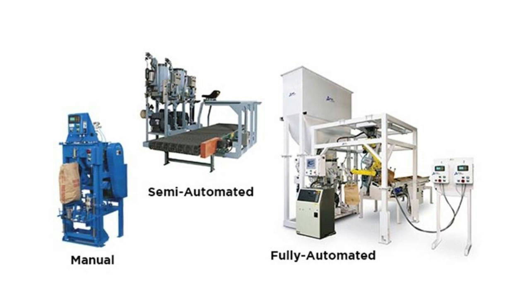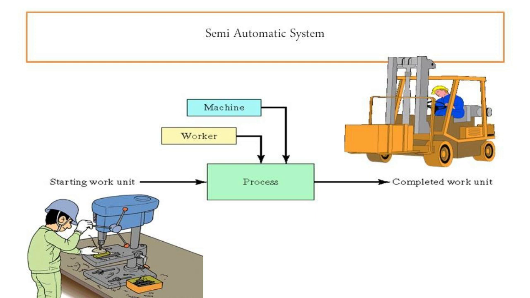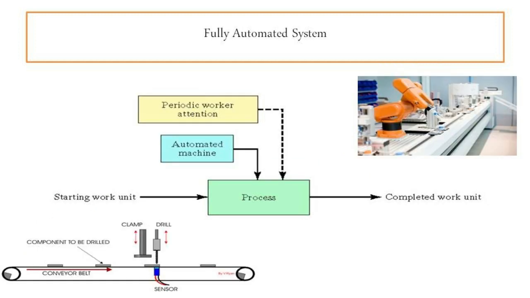In automation, machines can be broadly classified into semi-automatic and fully automatic. A semi-automatic machine is one in which operators start the process and the machine finishes it. Whereas in the case of a fully automatic machine, from start to end, all the work will be done by the machine only.